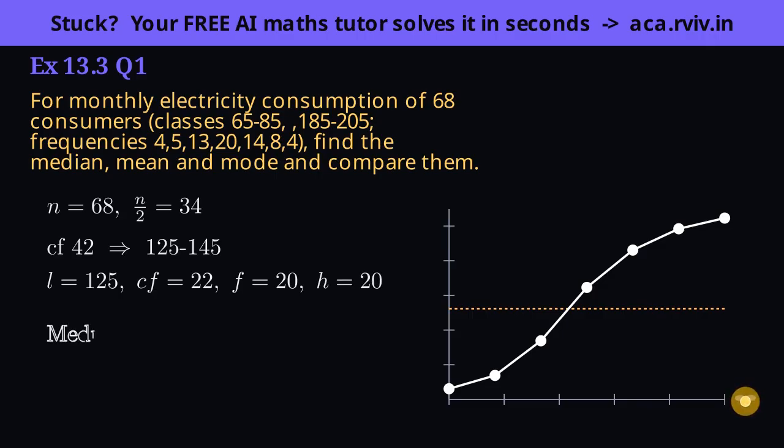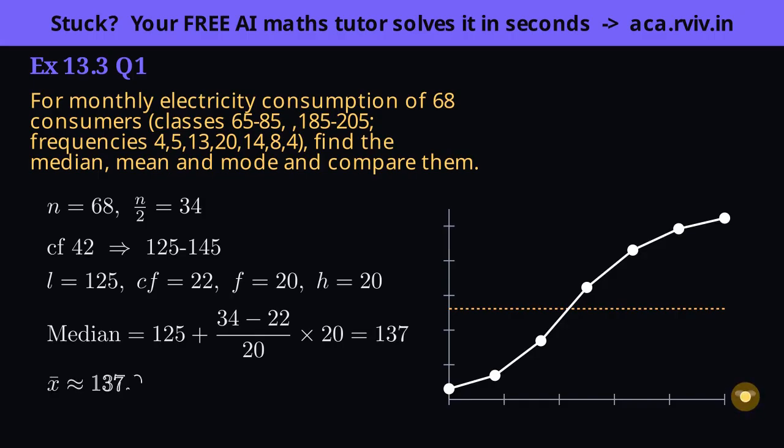Substitute. We'd counted 22 before this class and need to reach 34, so we step 12 of the class's 20 readings in, and that fraction times the width lands us exactly on 137. For completeness, the mean by step deviation and the mode by the model class formula give 137.06 and 135.77.